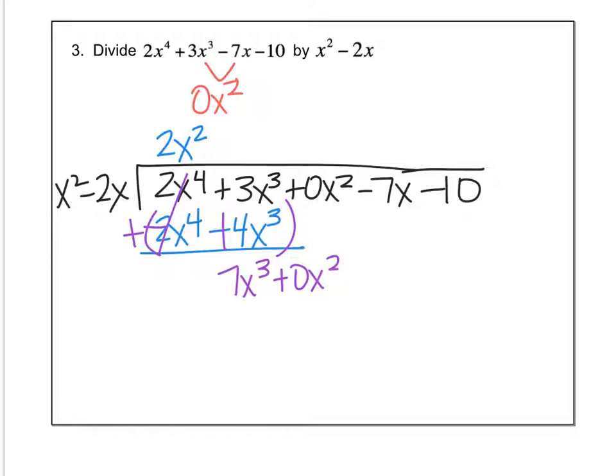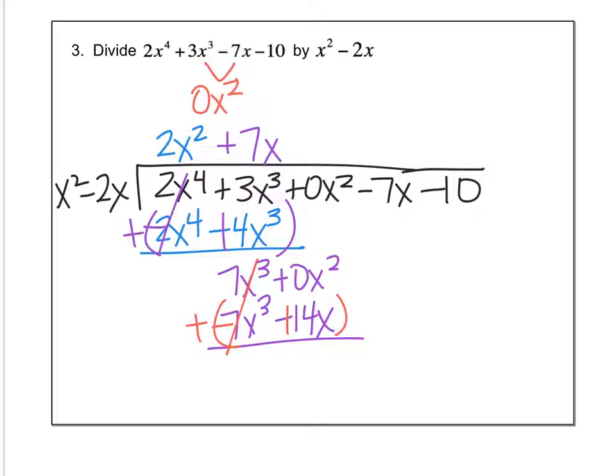How am I going to get 7x cubed? What do I multiply x squared by to get 7x cubed? 7. I need a 7, and I need another x, yes? So I'm going to put plus 7x up on the top. 7x times x squared is 7x cubed. 7x times negative 2x is negative 14x. Subtract. Whoops, I forgot my squared back there. You get positive 14x squared. Bring down the minus 7x.